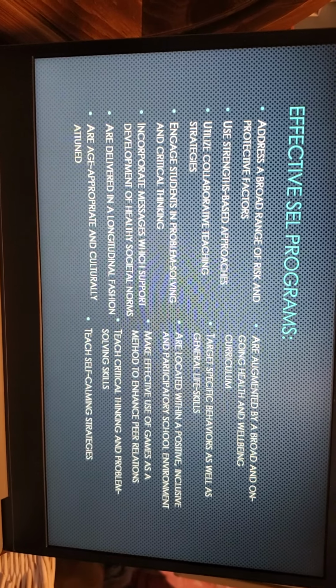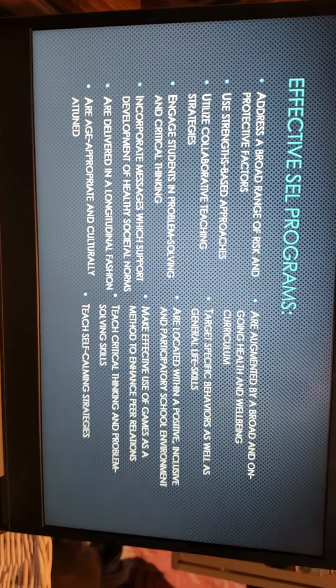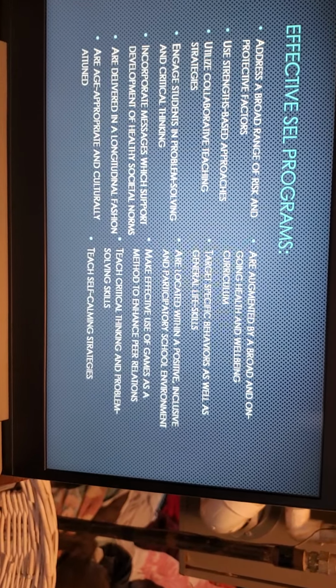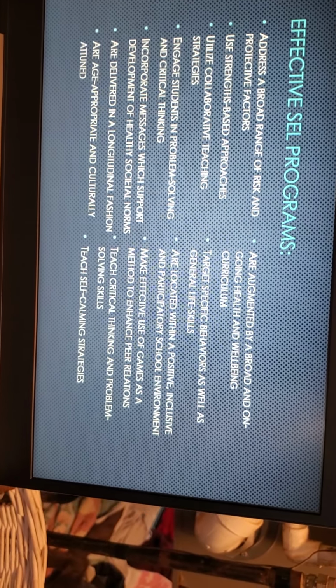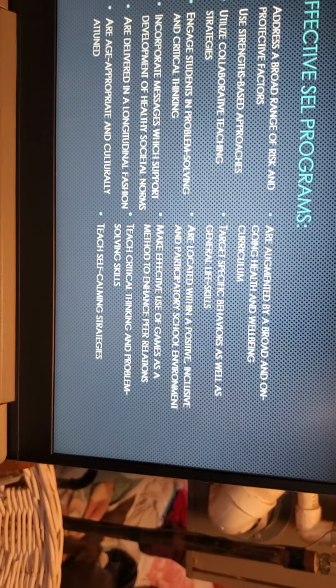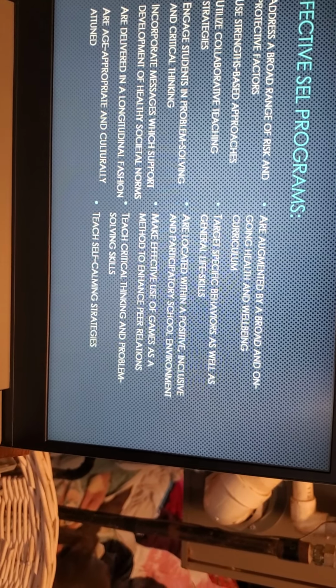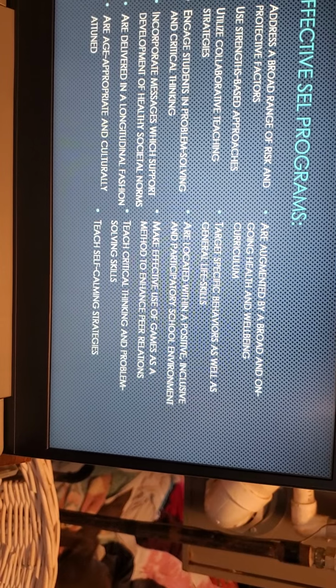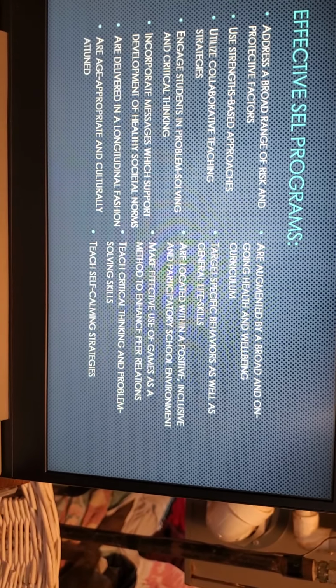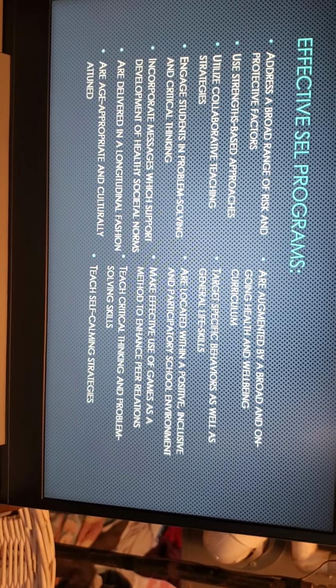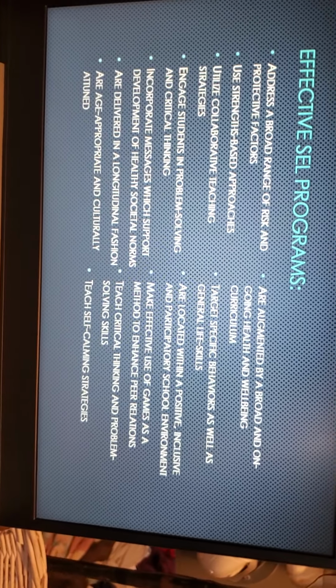They target specific behaviors as well as general life skills, are located within a positive, inclusive, and participatory school environment, make effective use of games as a method to enhance peer relations, teach critical thinking and problem-solving skills, and teach self-calming strategies.